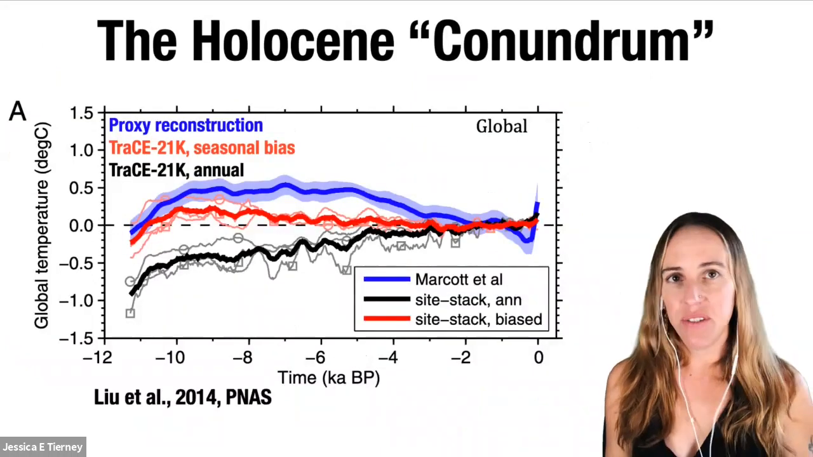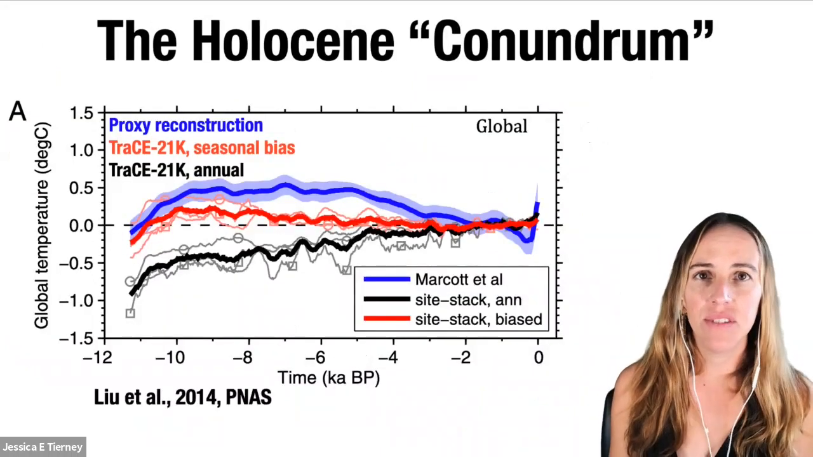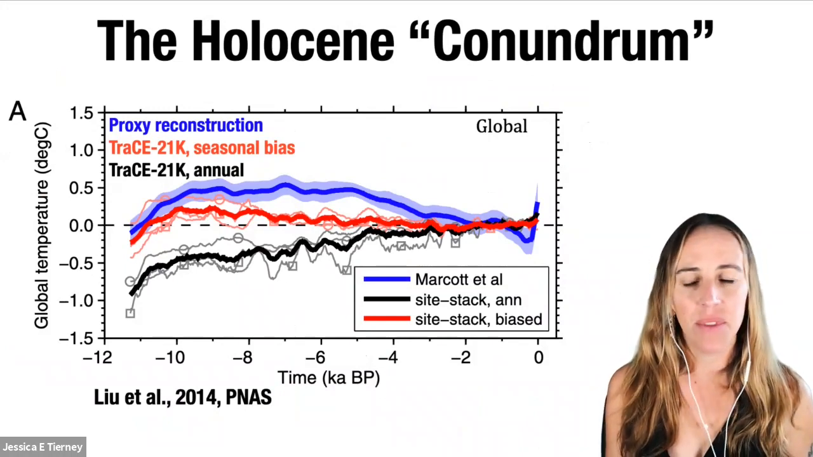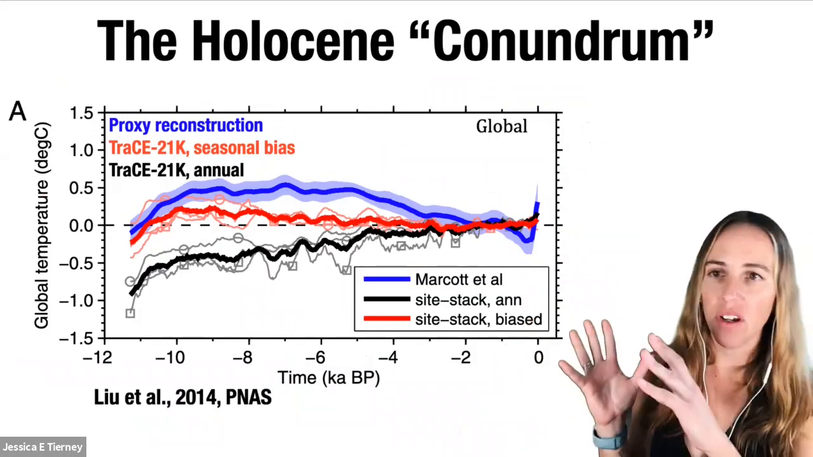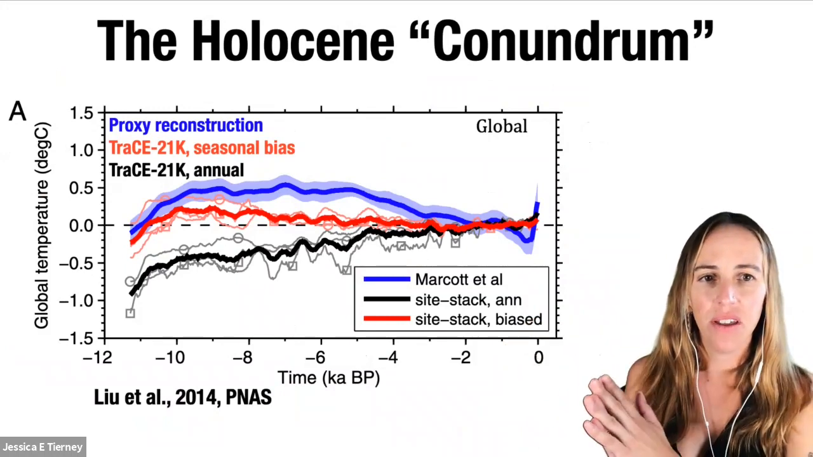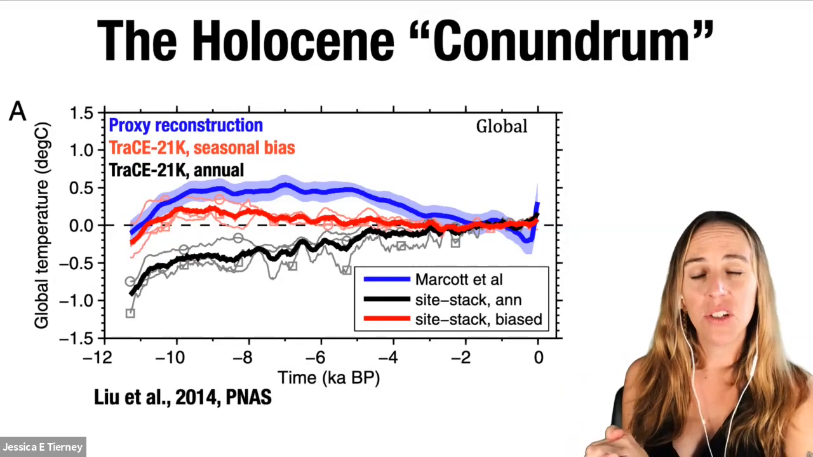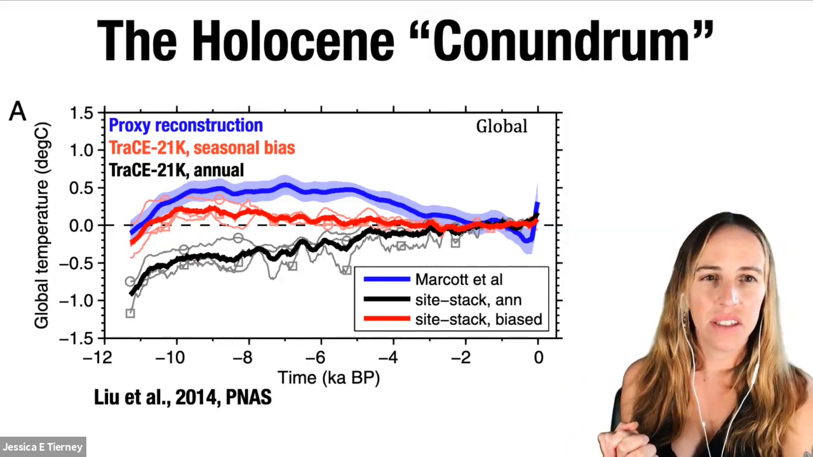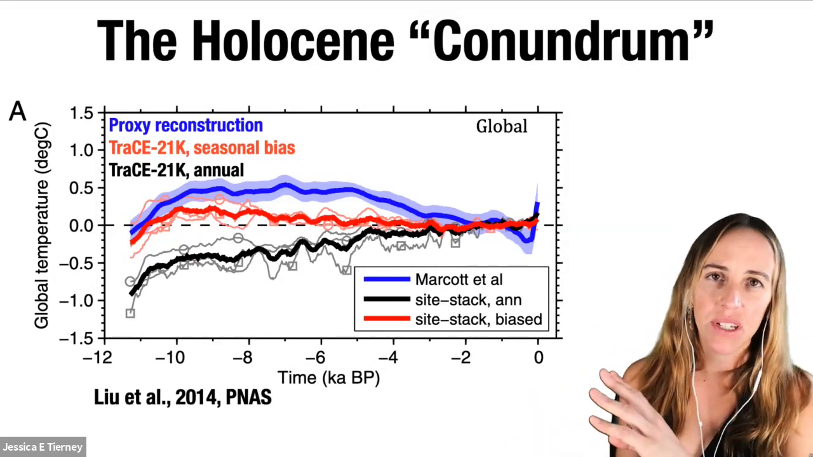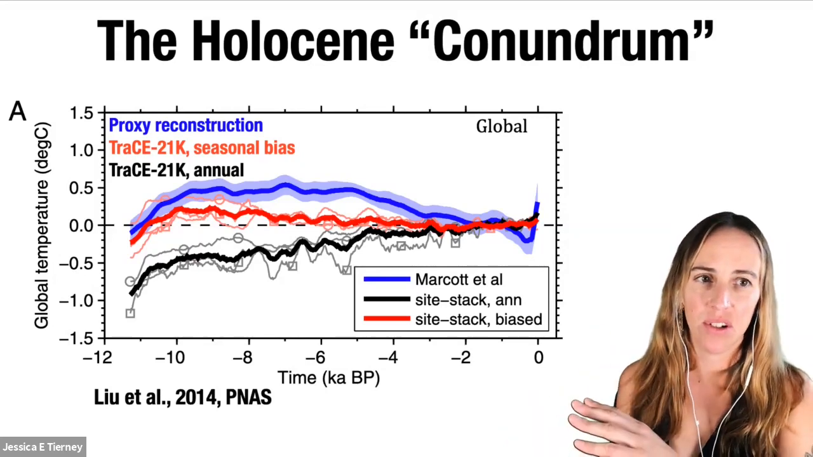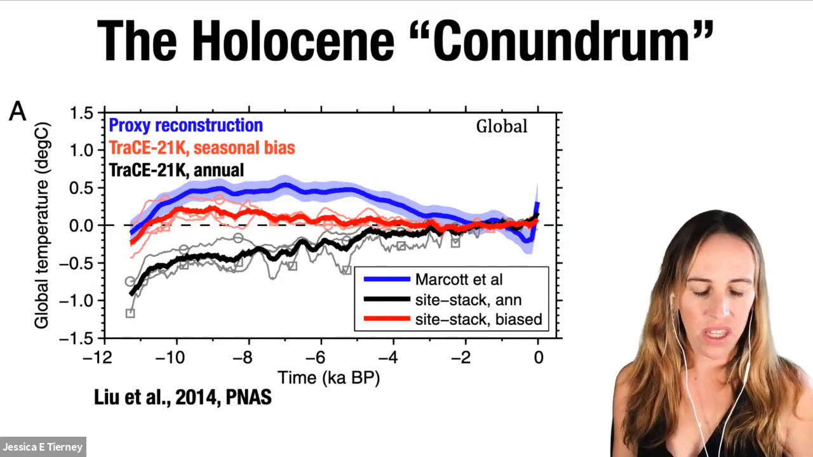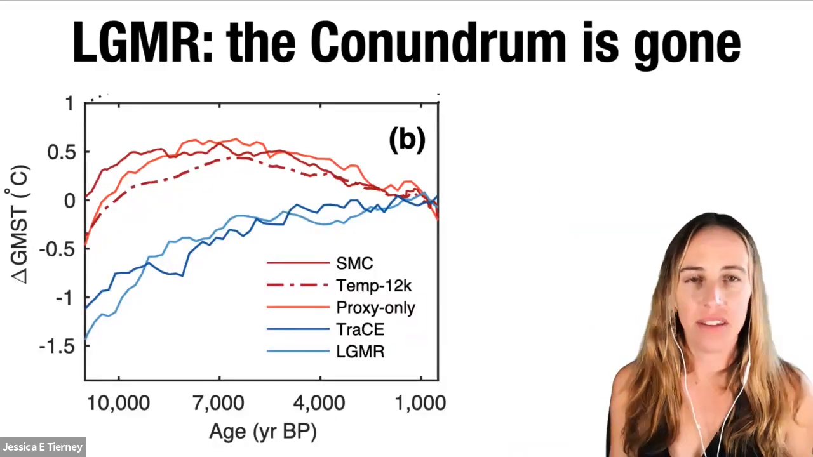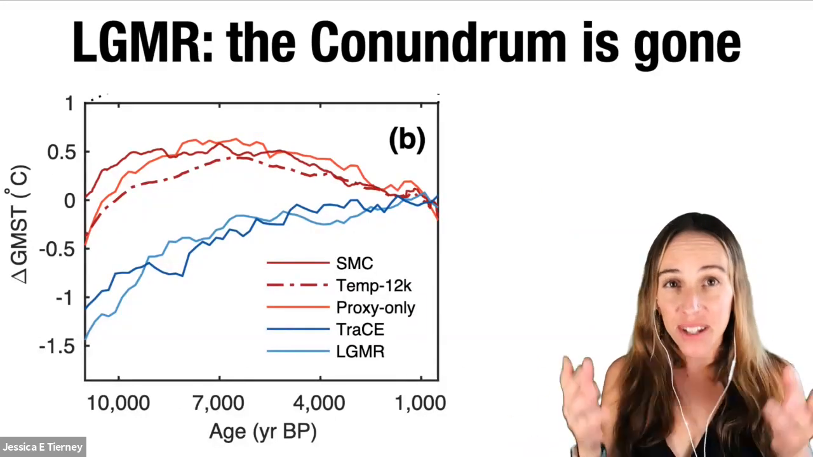All right, so I want to shift into the Holocene now and revisit this conundrum issue. As a reminder, the problem is that the model, in this case TraCE-21K, but other models as well, tend to show a warming trend through the Holocene, with the mid-Holocene being slightly cooler than the late Holocene. And that's not what previous reconstructions of global mean surface temperatures indicate. They tend to show the opposite. So what does the LGMR have to say about this? Well, in the LGMR, the conundrum is gone.